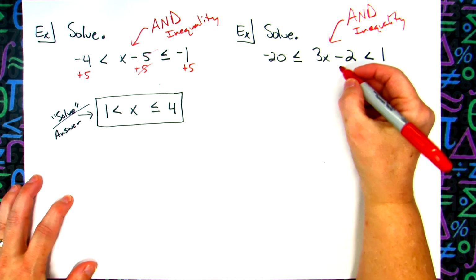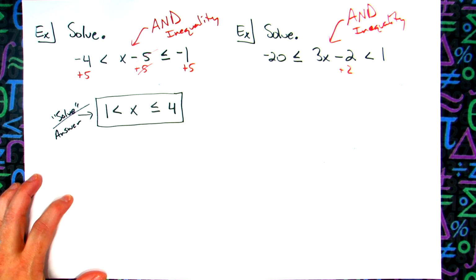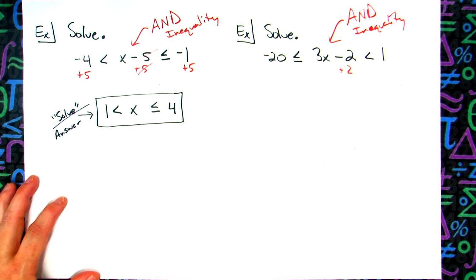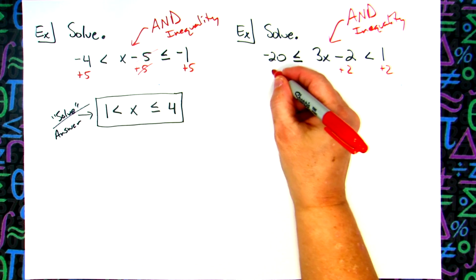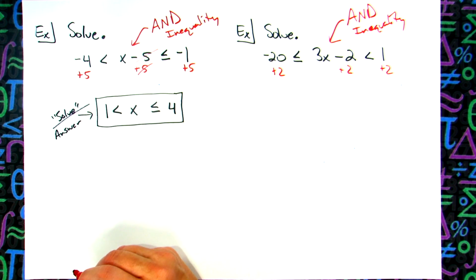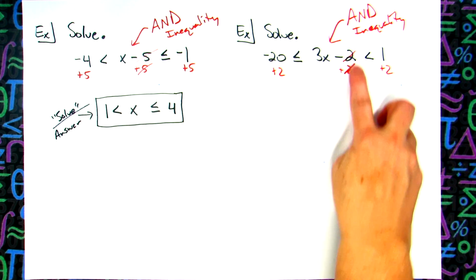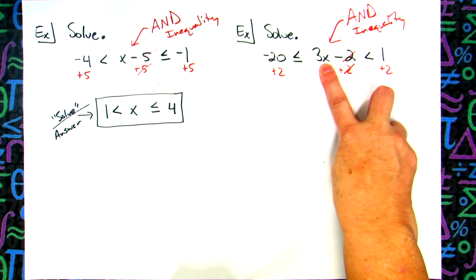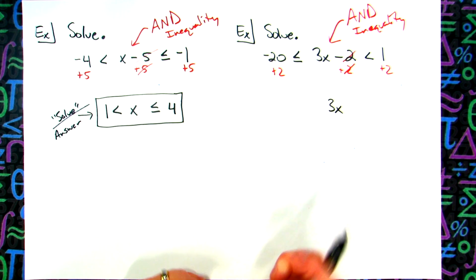How many places do I have to add 2? I have to add a 2 here. Then I also have to add it on the other 2 sides. So I got to add it on the right side. I got to add it on the left side. So you just got to do it in 3 places as opposed to just 2 for your equations. All right, now in the middle, when I crossed out these 2's, what's left in the middle this time? A 3x is left in the middle, and that's okay.